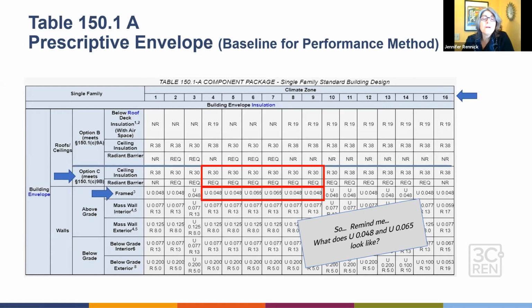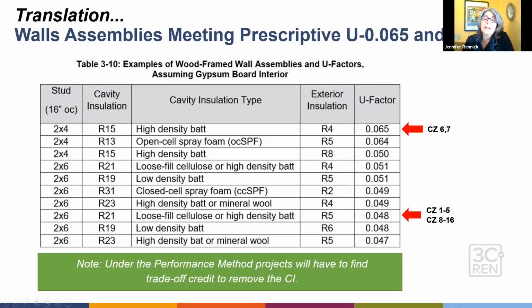Then when you come to your walls, it switches and it says you need a U-factor of, let's say, 0.065. Or maybe you're in climate zone 9 and you need 0.049 U-factor. Well, what does that look like? Okay, so next slide, you've got to take a look at what those U-factors translate into under the prescriptive method. And for climate zone 6 and 7, it's pretty straightforward.